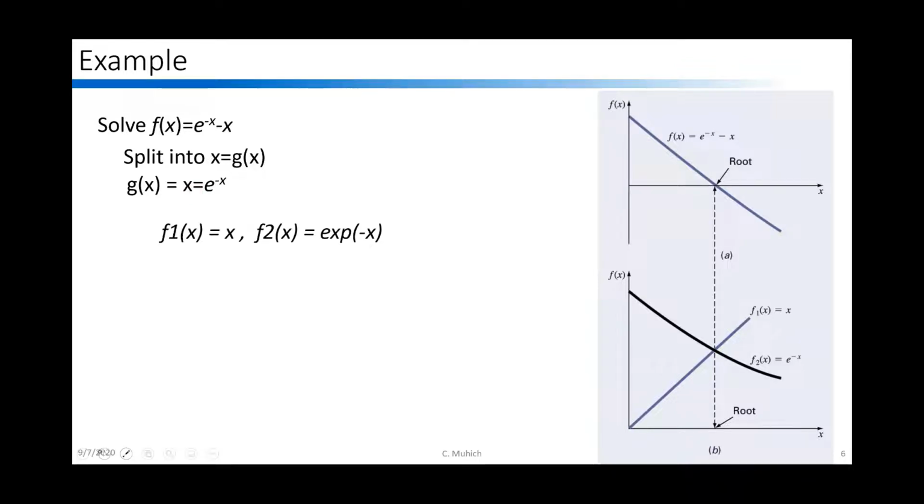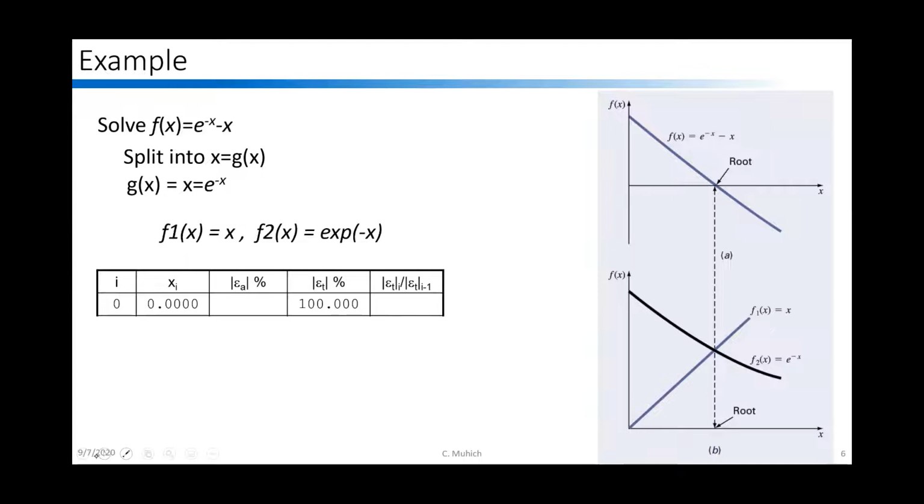So we're going to split this g of x equation up into our two different equations: f1 of x, which is just equal to x, so just this straight line, and f2 of x, which is exp of negative x, coming down. We're interested in where these two are going to collide. Let's take an example and say we want to find this root. We don't know where to start, so we can just guess x equals 0. If we're unsure where that root might be, x equals 0 is maybe a good idea to start with.